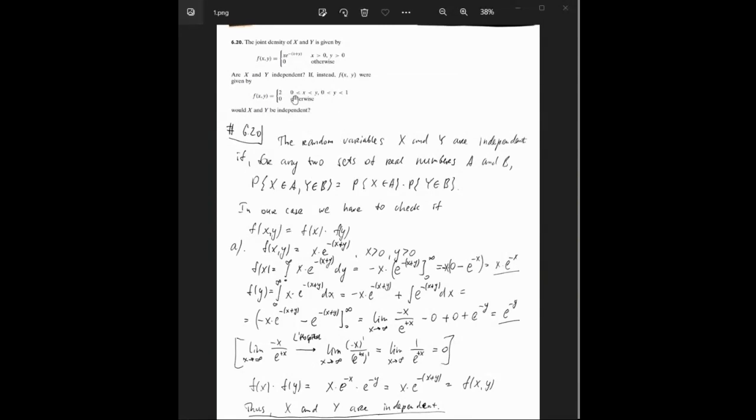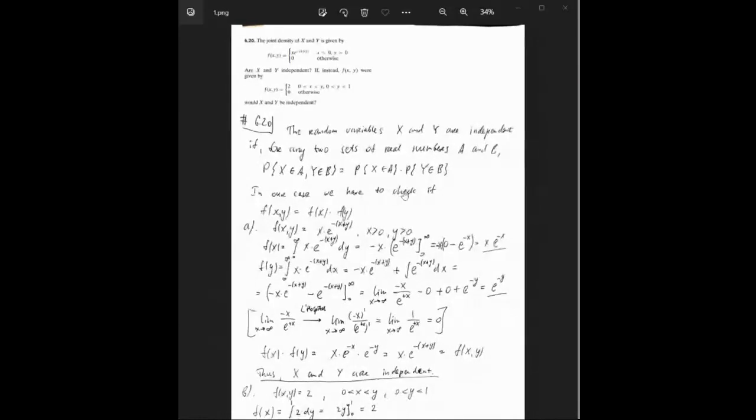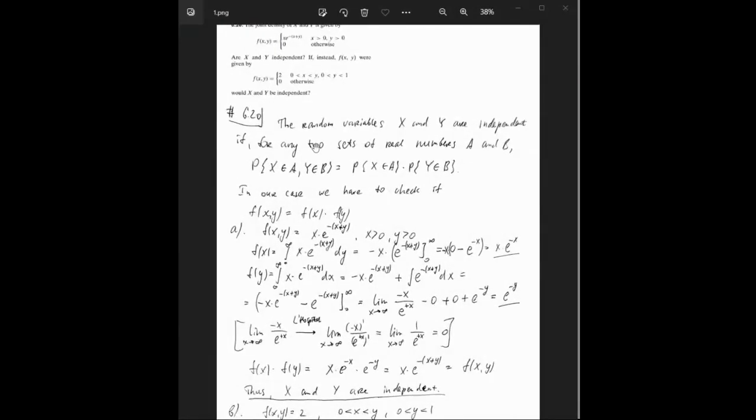Okay, problem 620. The joint density of x and y is given by the function f(x, y) equals x multiplied by e to the power minus (x plus y), for x more than 0 and y more than 0. I have to check if x and y are independent. And we'll have the second function also, f(x, y) equal to 2.